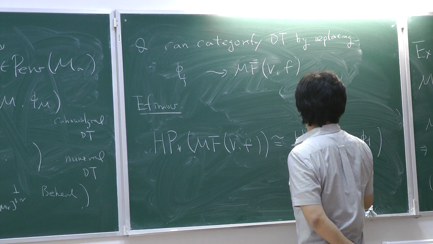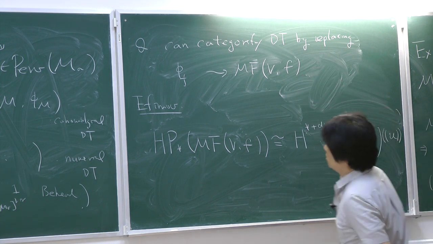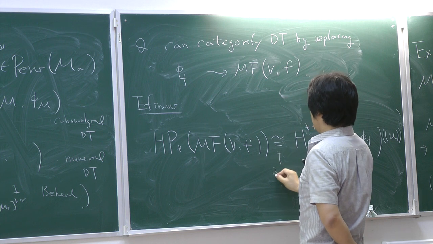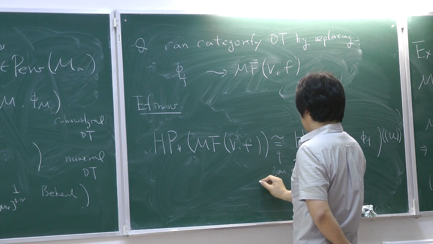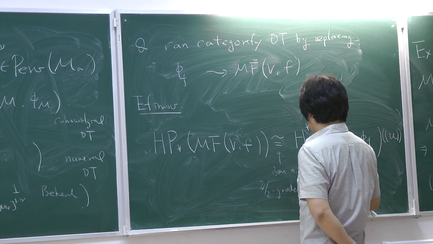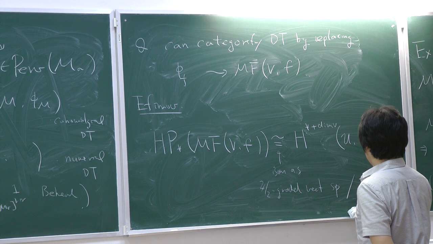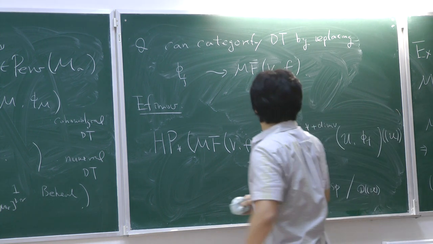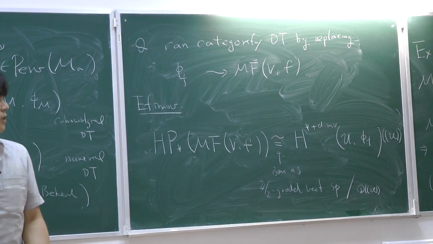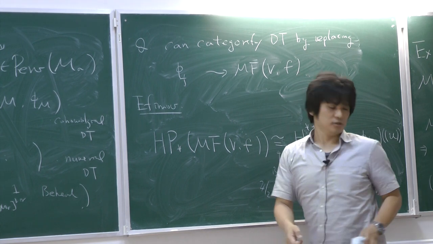This is an isomorphism as Z over 2 graded vector spaces over the formal punctured disk. Somehow, more of it is canonical, yes.